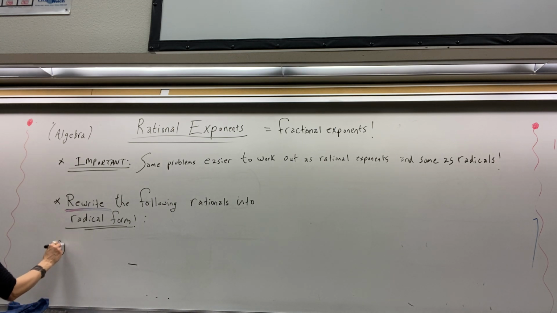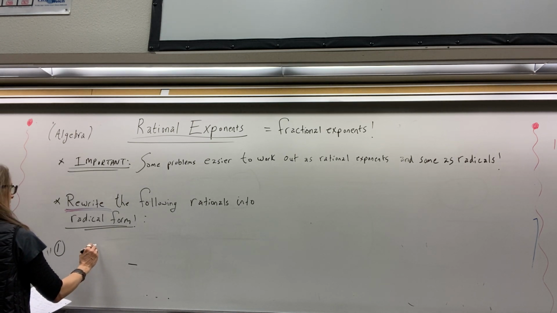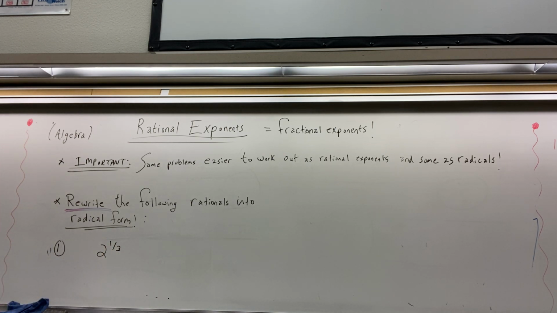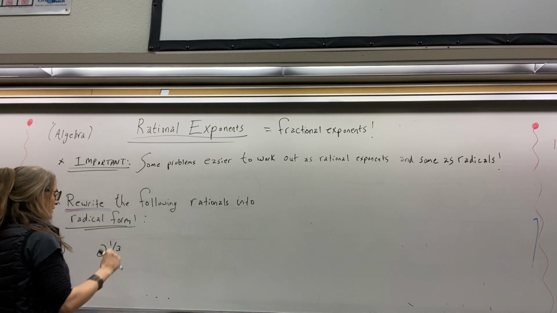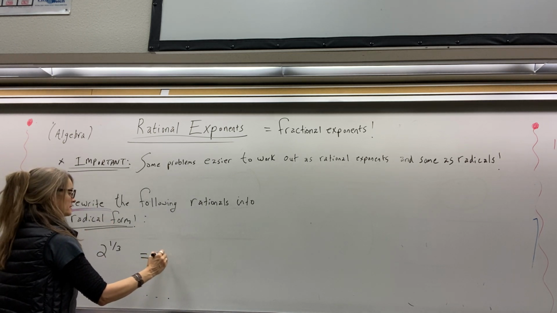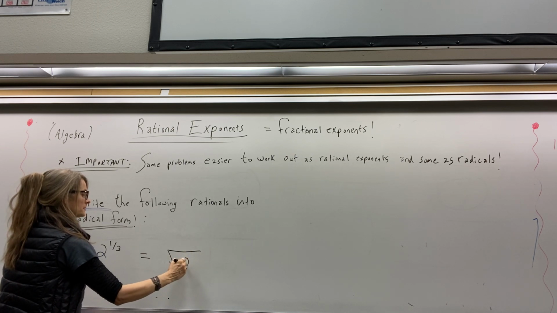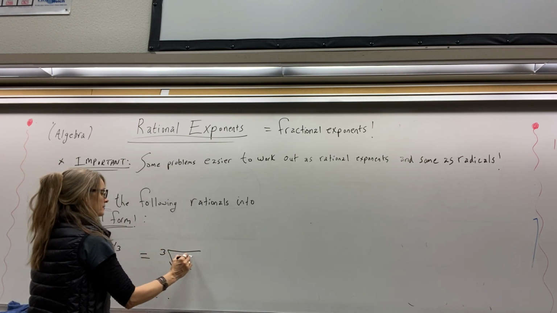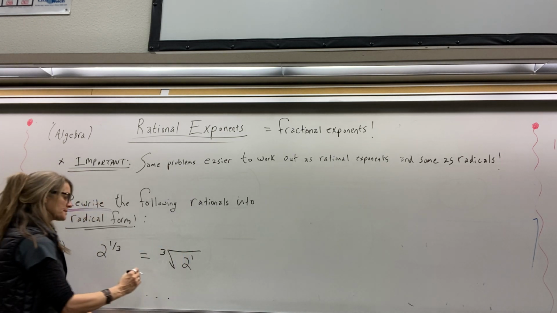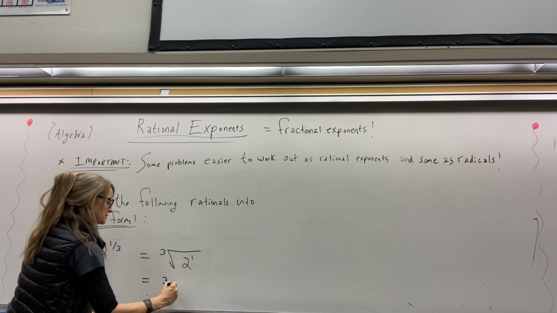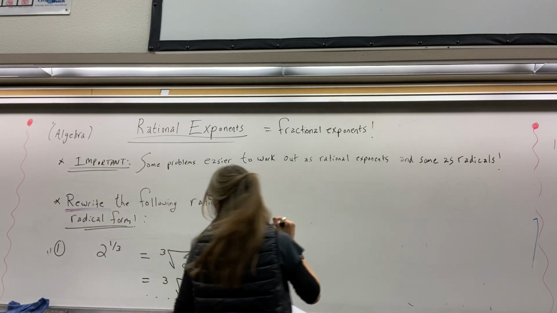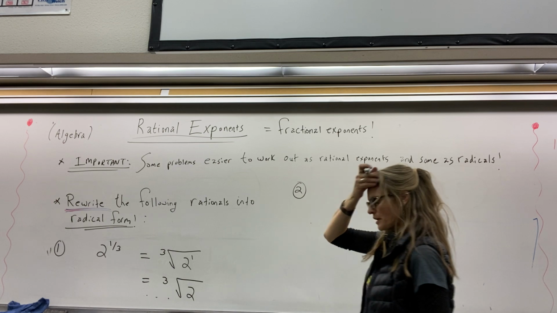Sample 1: let's rewrite 2 to the 1/3 power. Based on a to the m over n power, this is the same thing as the radical with the 2 underneath, making sure I get the numbers in the right place. So this is the cube root of 2 to the 1st power. A lot of times the 1 is understood, so I can just write it as the cube root of 2. That's our first example.